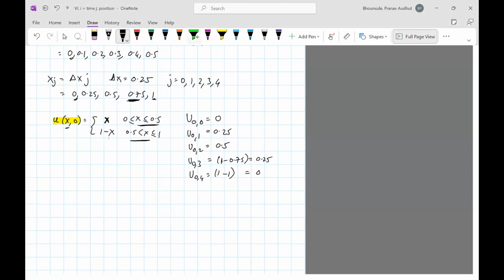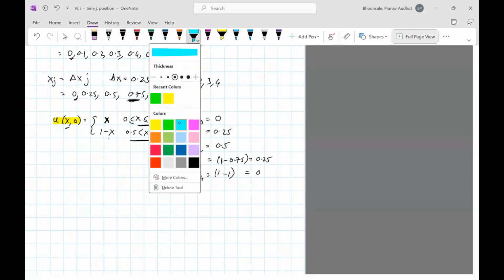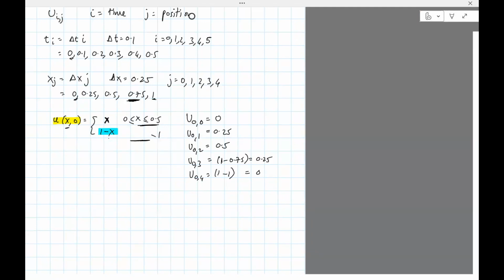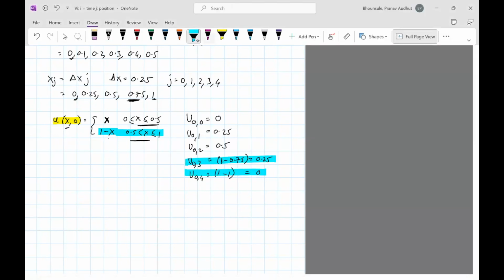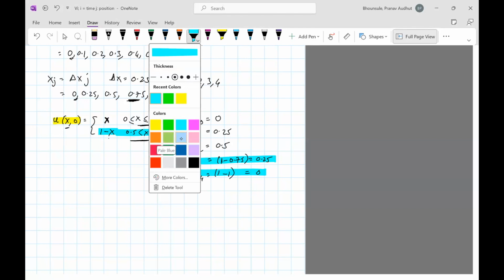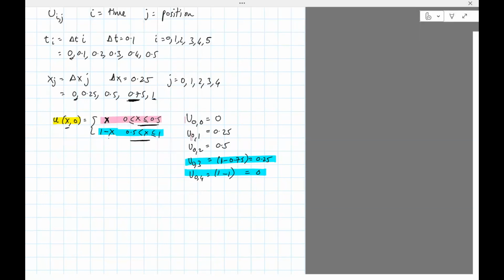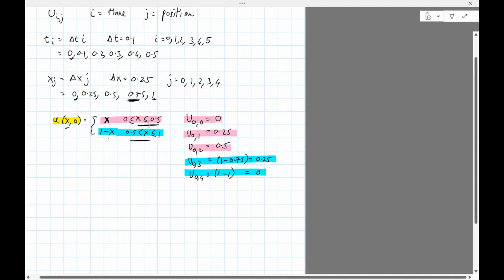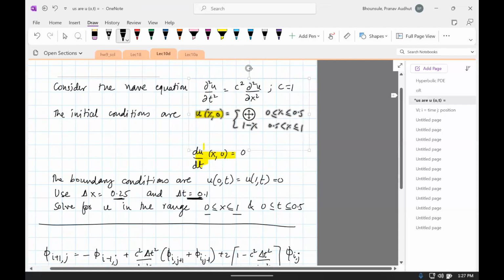So in other words, these conditions are here, and these conditions are here. Okay, so that's the initial condition on u. There's another initial condition. That condition is here. It's du/dt at x comma 0 is 0.